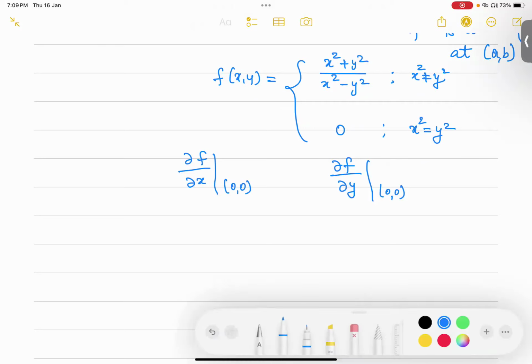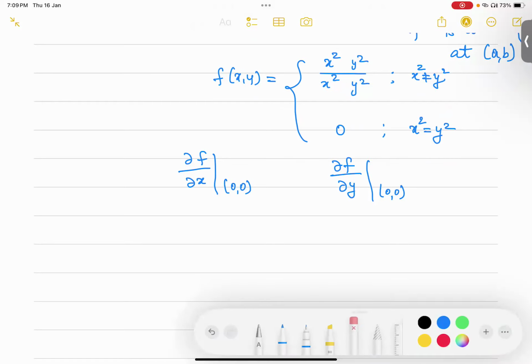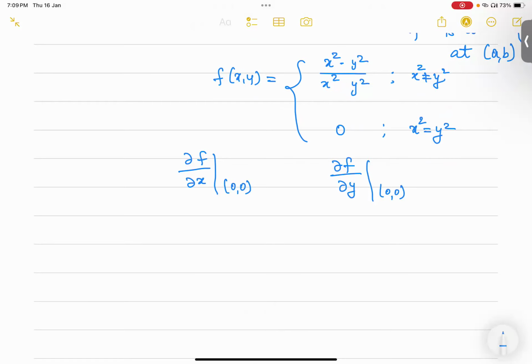Even you can simplify this question as you just take minus in the upper part plus in the lower part, and this is for (x, y) not equals to (0, 0), and if (x, y) equals to (0, 0). You try this part.